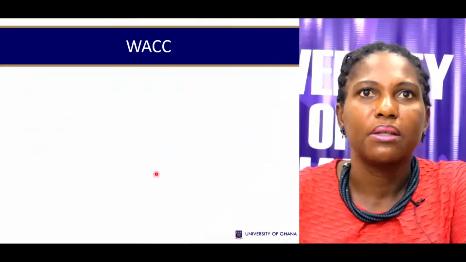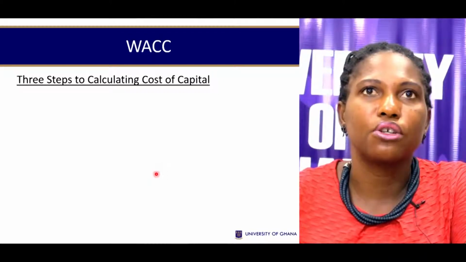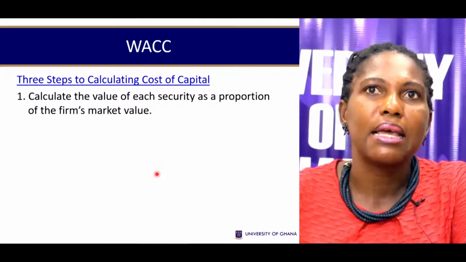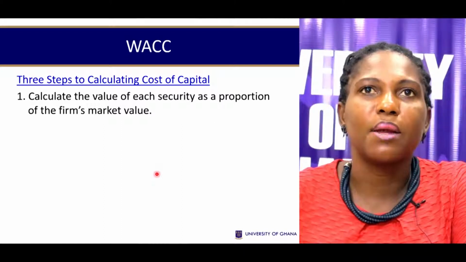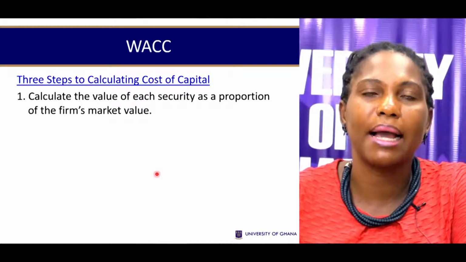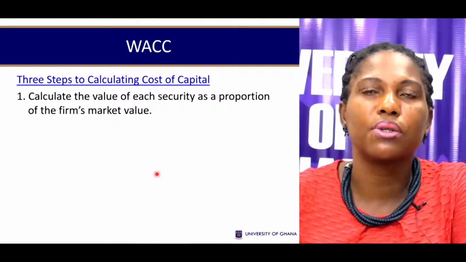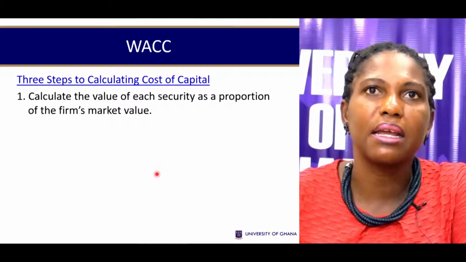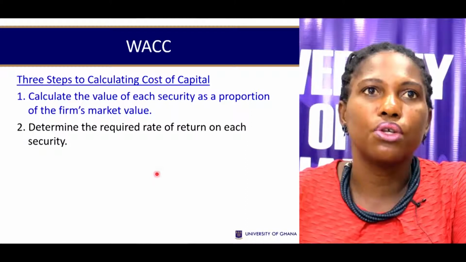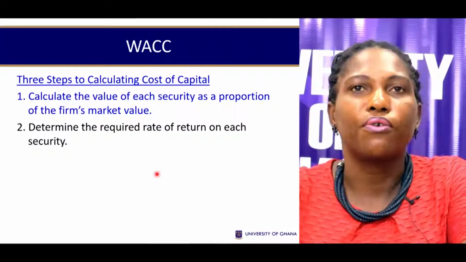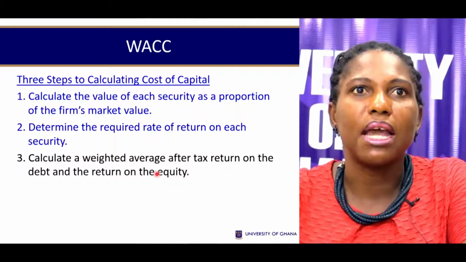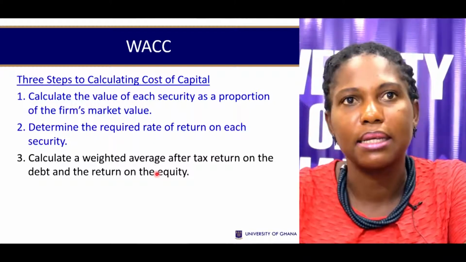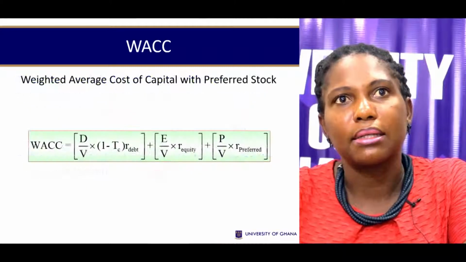So these are the 3 steps that you should consider when computing cost of capital. First and foremost, calculate the value of each funding source as a proportion of the firm's market value. As much as possible, you are to use the market value, so you have to proxy the market value of the firm's funding segments. Then 2, you are to determine the required rate of return for each of the securities. And 3, you are to calculate the weighted average after-tax return on the debt and the equity components. Now let's look at how that plays out.